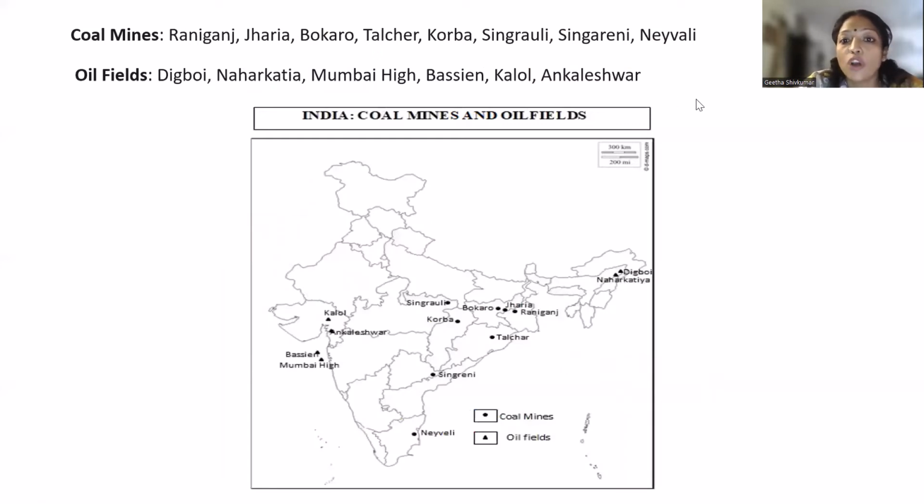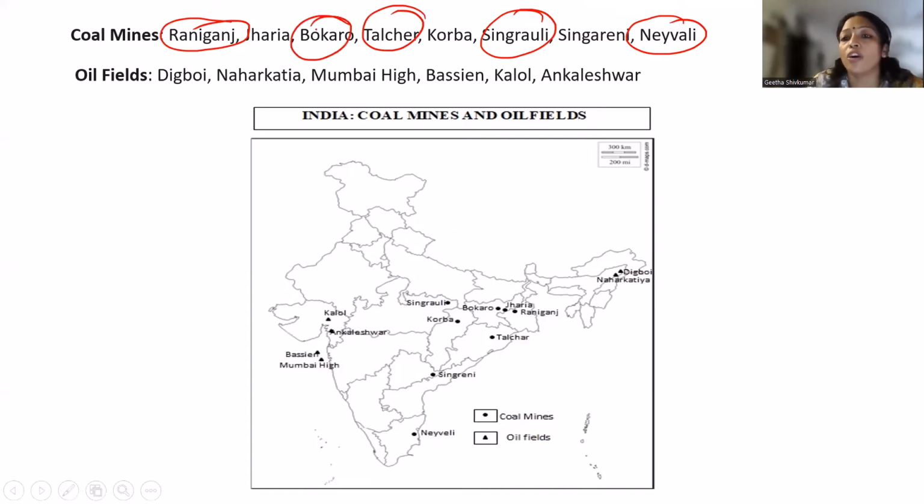Next one, coal mines and oil fields. Under the coal mines, these are the very, very important places: Talcher, Singrauli, Neyveli, Raniganj and Bokaro. Actually, all the places are important, but these are the most important places. Let's see where all these places are located.